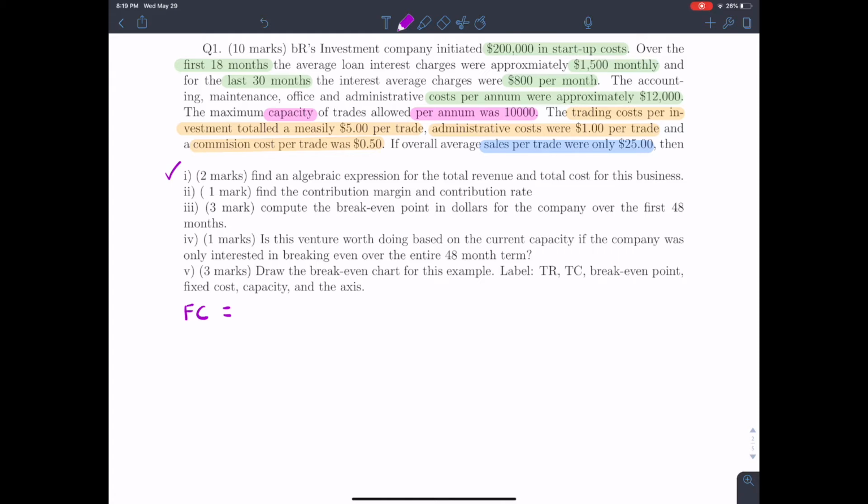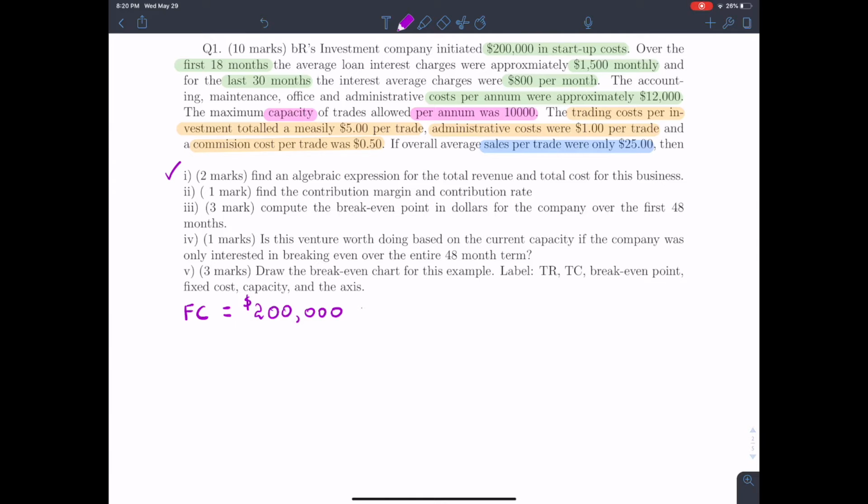And remember that fixed costs are costs which are related to time and are independent of how many, in this case, how many trades would be made. So my first fixed cost, this is a startup cost. So this will not repeat. Doesn't matter how many trades I make. So that's my first fixed cost.